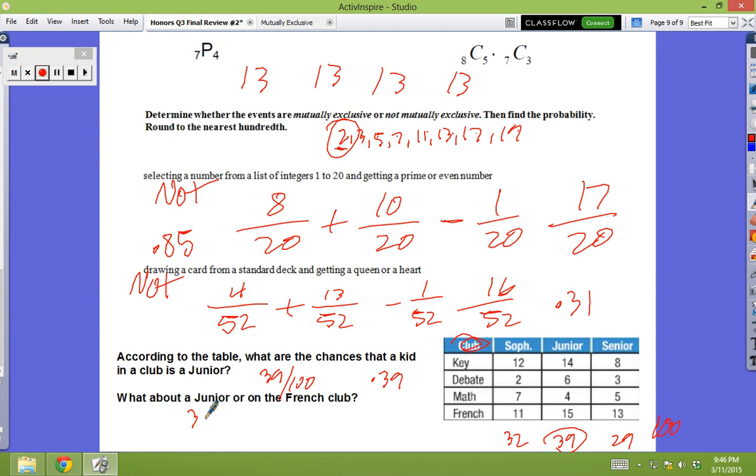So the junior is 39 out of 100. The French club, we've got a total in the French club, we've got 11 plus 15 plus 13. So that is 39. So there's 39 out of 100. But these were counted twice, so we've got to minus 15 out of the 100. So 39 plus 39 minus 15, it's going to be 63 out of 100, or 0.63.